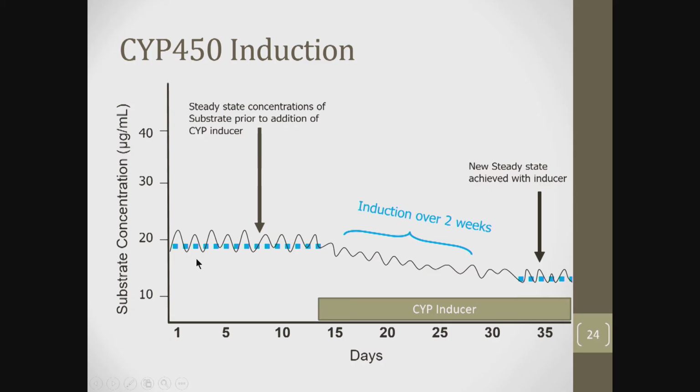So this shows a time course of induction. Again, we're at steady state with a particular substrate. When we add an inducer, it's going to take between 1 to 2 weeks to get to a full effect until a new steady state is achieved. And this might require, again, a dose increase. And so we have to be thoughtful about where you're going to introduce a dose increase to maintain concentrations during the course and onset of induction.